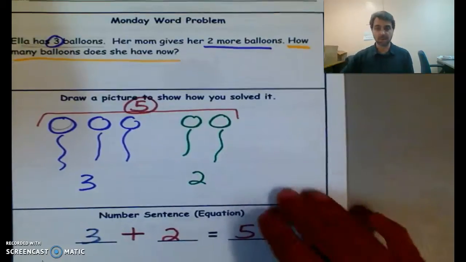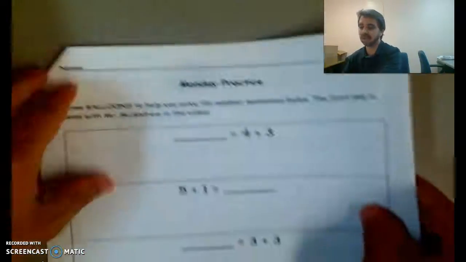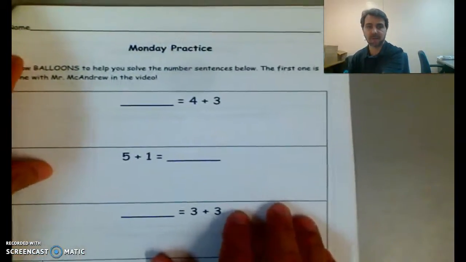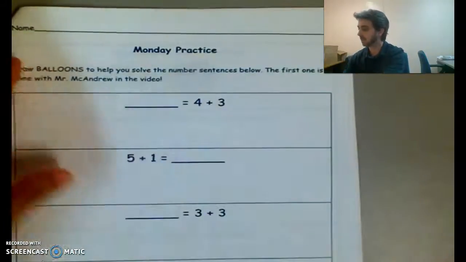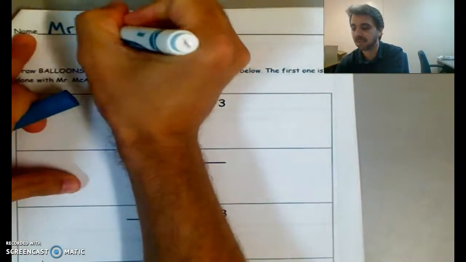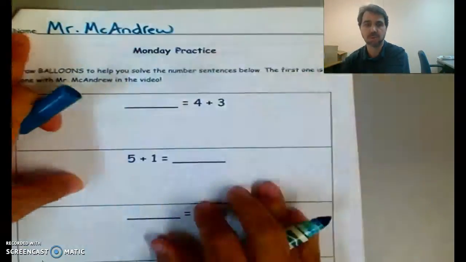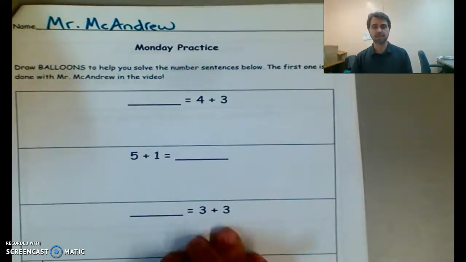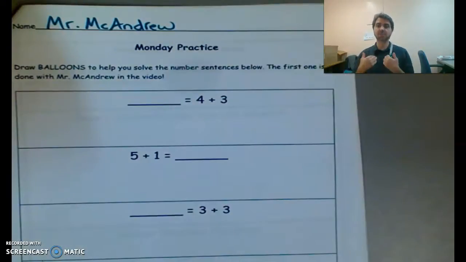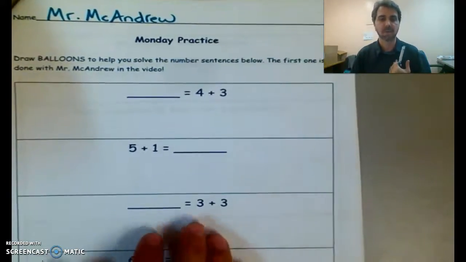Okay, otherwise, what I would like you to do is turn the page to the next page. Oh, and by the way, I forgot to say at the top, it has a place for your name. So you want to write your name. I'll write my name, Mr. McAndrew. Okay. All right, so we're going to do some practice. I'm going to do the first one with you, and then you're going to finish them on your own.